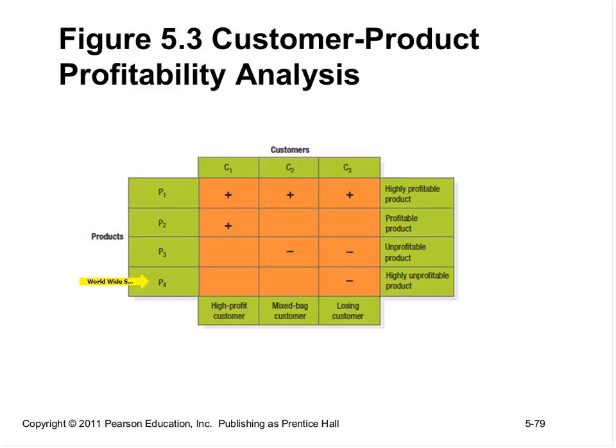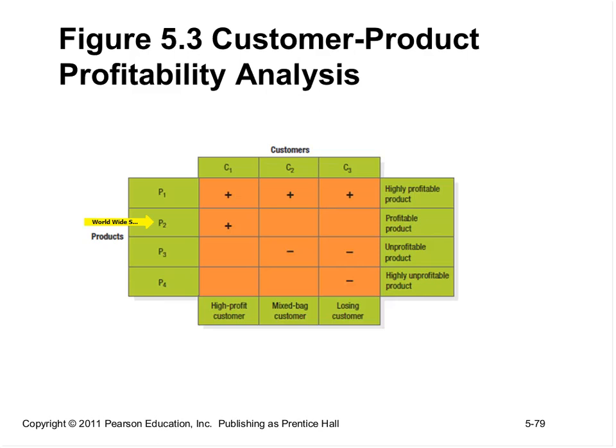Many companies at the moment produce a vast variety of very different products. Here you have C1, customer 1, customer 2, and customer 3. Suppose one of your products, P1, is more profitable than P2. P1 is a highly profitable product, as you can see here, and P2 is profitable, not so highly, but it is profitable.